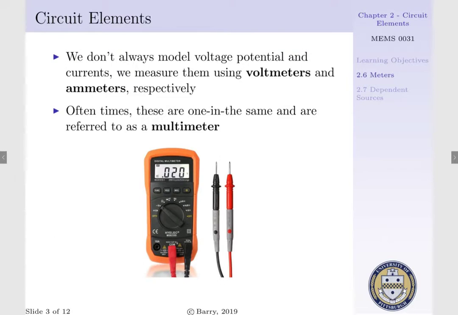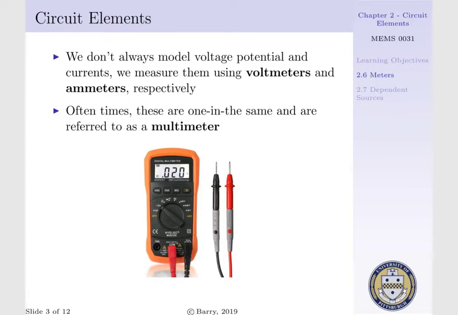To begin, we will talk about tools used to measure characteristics of our circuit elements. Oftentimes, we don't necessarily have to model the voltage potential across or the current running through an element. Rather, we can measure them directly using a voltmeter or ammeter. Oftentimes, a voltmeter and ammeter are one and the same, as shown in the picture below. This type of device is referred to as a multimeter. A multimeter allows you to measure voltage, resistance, as well as current, and oftentimes frequency, impedance, inductance, and the like.